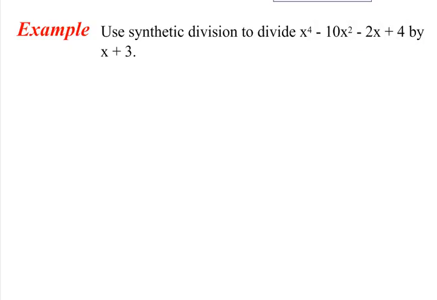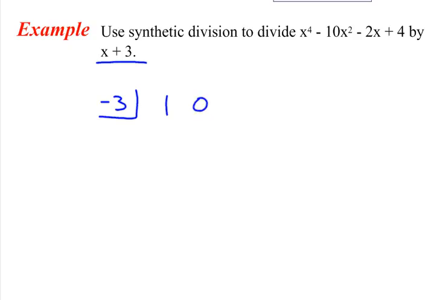So we take the root of x plus 3. The root would be negative 3. So we put a negative 3 in that little half box. Now we list out the coefficients of the other polynomial. The coefficient of the x to the 4th term is a 1, so we put 1. We are missing that x to the 3rd term, but we need to hold that place, so we put a 0.